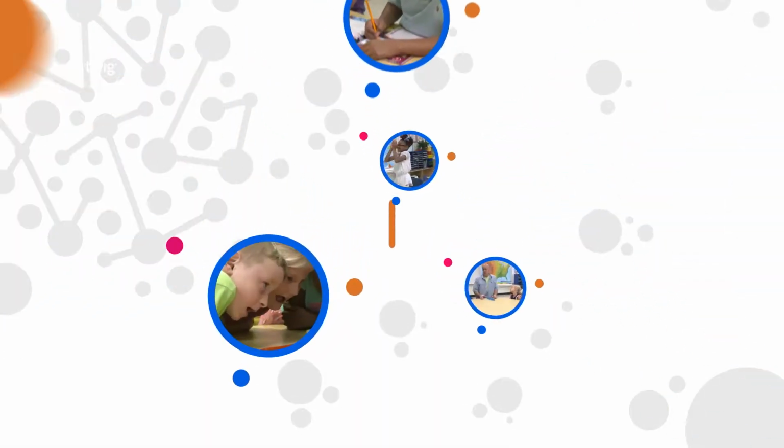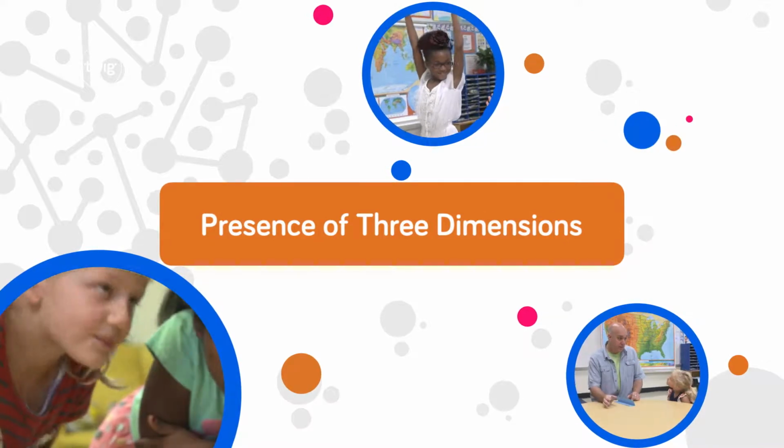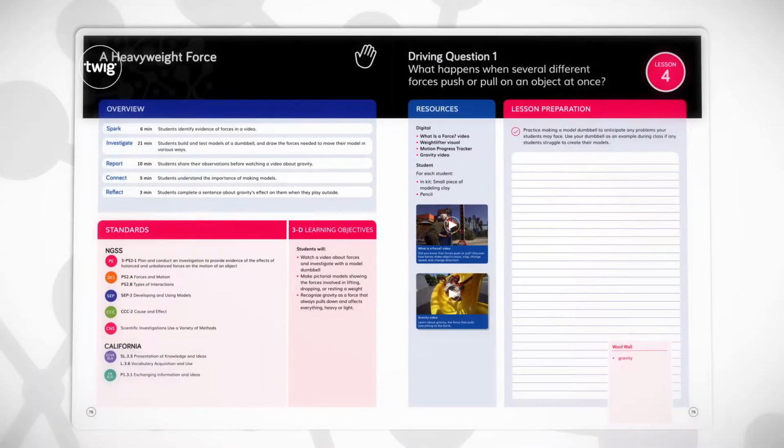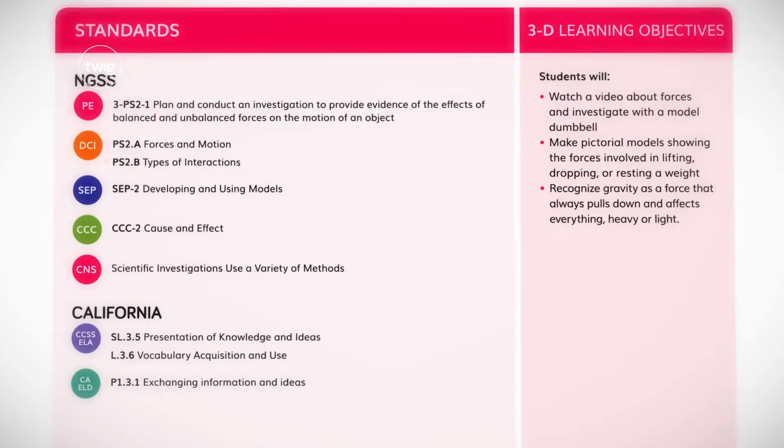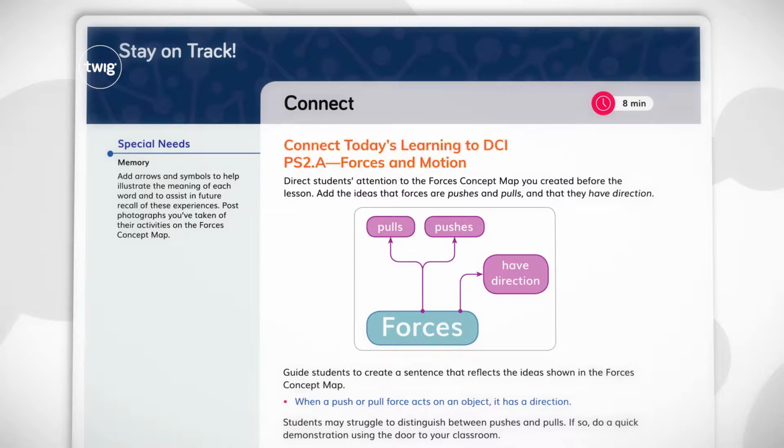So where do you find these 3 dimensions? In every lesson, the disciplinary core ideas, science and engineering practices, and cross-cutting concepts are clearly identified. And key connections are highlighted within the lessons.